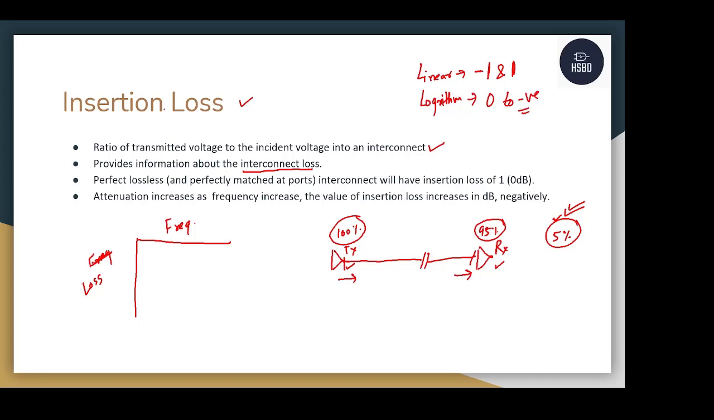In case of perfectly lossless or perfectly matched ports or interconnects, we will get the insertion loss as 1. When we talk about 1, it is for the linear, that is the maximum that we are getting. And when we talk about logarithmic, that should be 0 dB. So how does a plot look for an insertion loss? I'm going to show you that plot also.